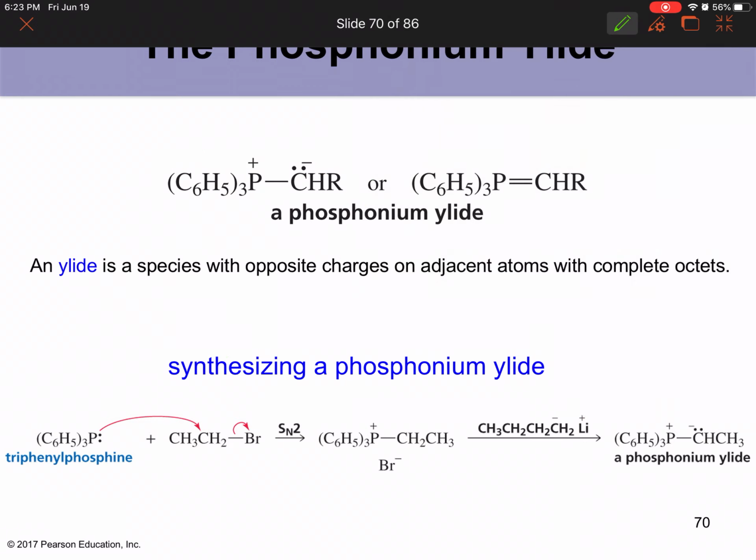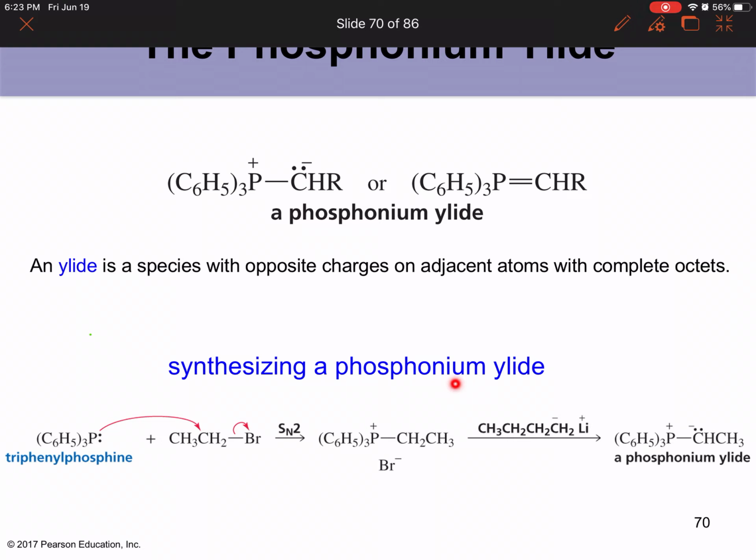Okay, and a ylide, as you had seen in the structure that we had drawn before, is a species with opposite charges on adjacent atoms with complete octets. So carbon has a complete octet, 8 electrons, 3 bonds and 2 electrons. And then phosphorus also has a complete octet, 3 bonds to phenyl and 1 bond to carbon, 4 bonds, 4 times 2, 8 electrons, complete octets. But they have opposite charges. Okay? But how do we synthesize this phosphonium ylide?